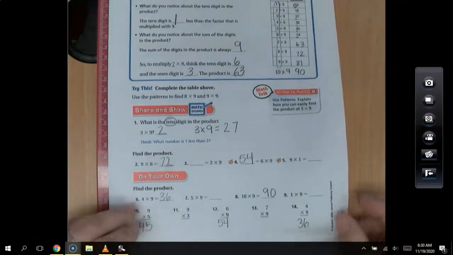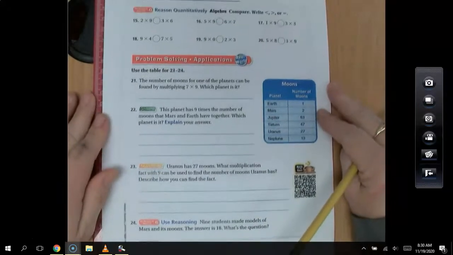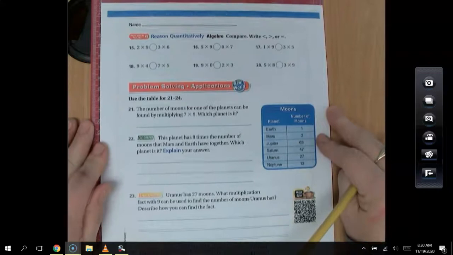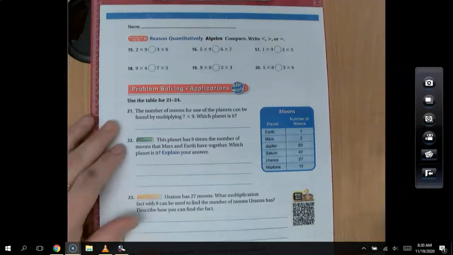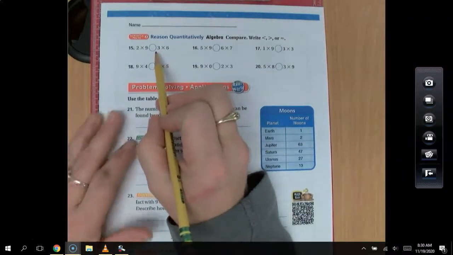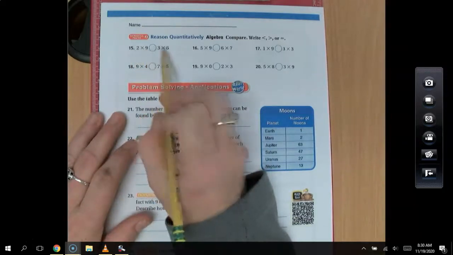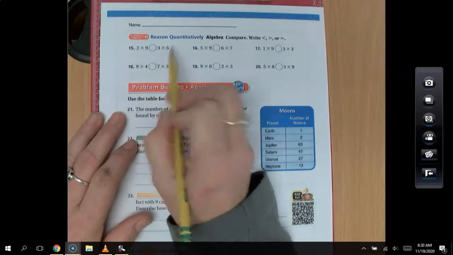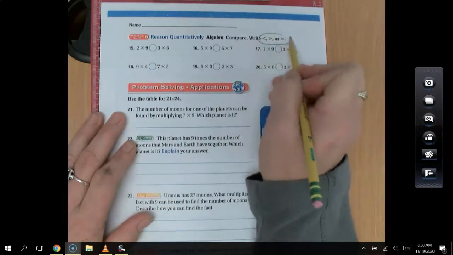Okay, let's turn to page 243. If you look at the top, we are only going to do a few of these problems. We're not going to do them all. I just want to show you how to do them. All right, so what we're doing is we're comparing. We have 2 factors on the left side and 2 factors on the right side. We need to compare those numbers using these symbols.